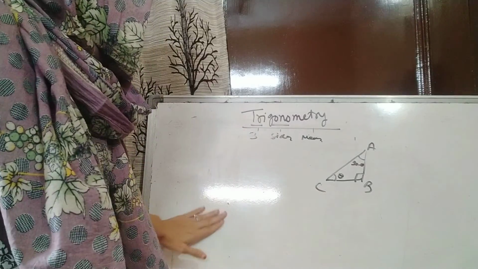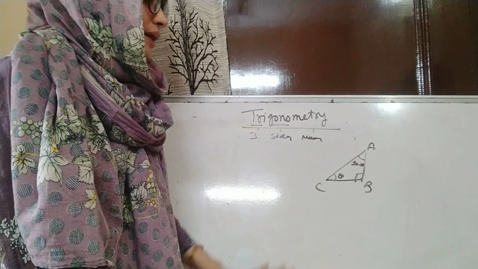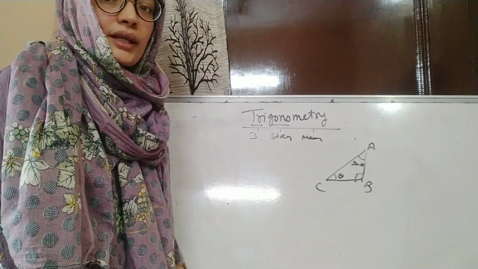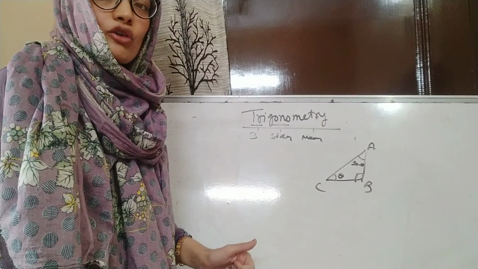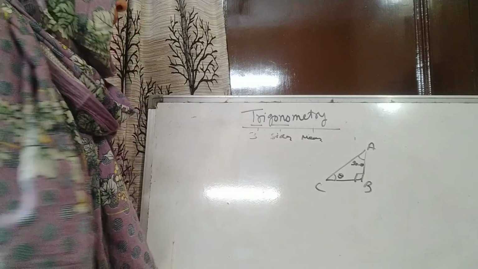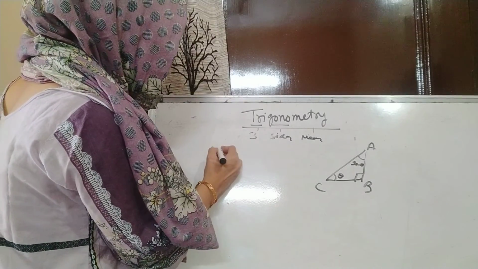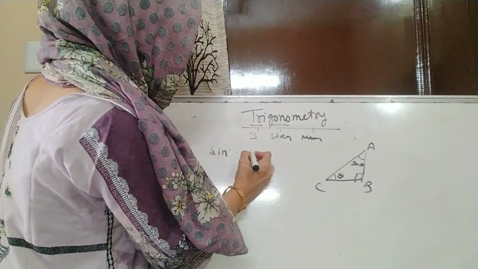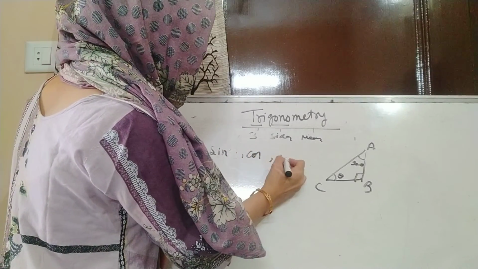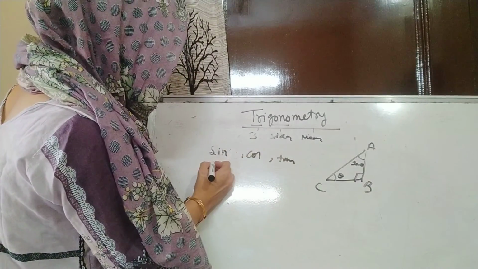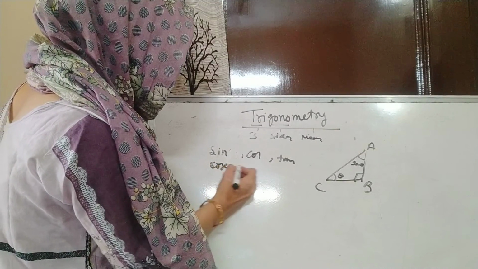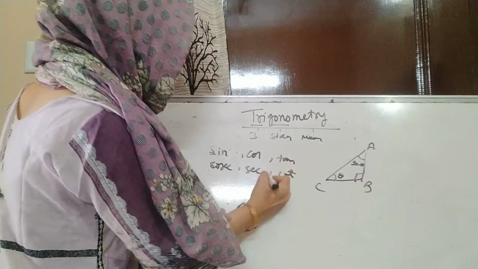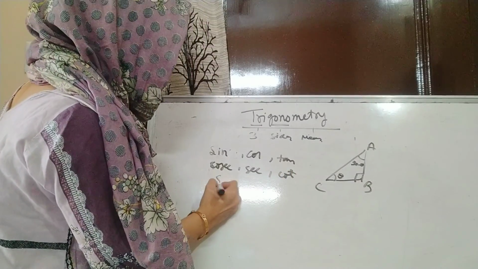Now trigonometry is studied with the help of trigonometric ratios. Trigonometric ratios are nothing but the relationship between the sides and the angle of a right angle triangle. Let us see how many trigonometric ratios are given. In total they are 6: sine, cos, tan, cosec, sec and cot. So these are the trigonometric functions.